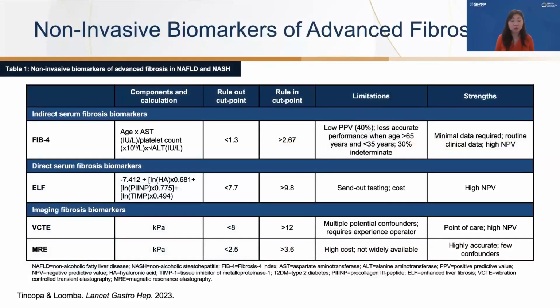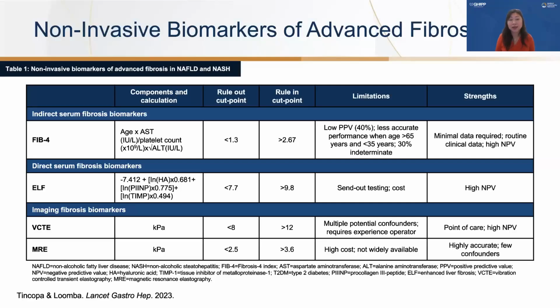So this is a nice table showing the four most commonly ordered NITs. FIB-4 is the indirect serum fibrosis biomarker where you calculate using age, AST, platelets, and ALT. If your cutoff is less than 1.3 for your score, this shows that this patient is low risk for advanced fibrosis. If you have a score greater than 2.67, this is your at-risk advanced fibrosis patient.